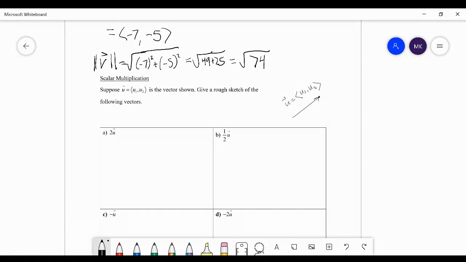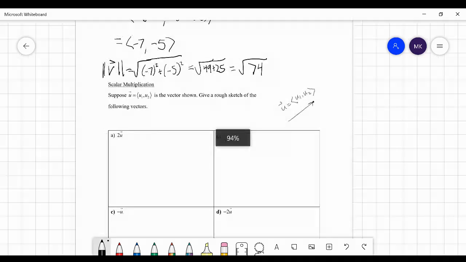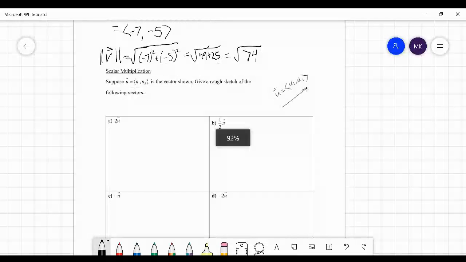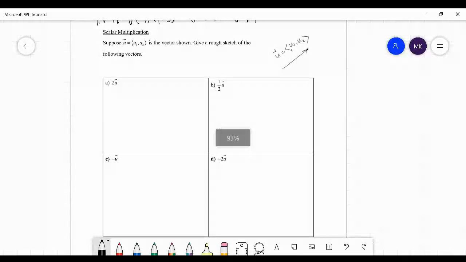So now what I want you guys to do is try this right now. This is scalar multiplication. I want you to just do this with your intuition. What do you think this is going to do? What do you think is going to happen? So we have the graph of the vector u right up here.